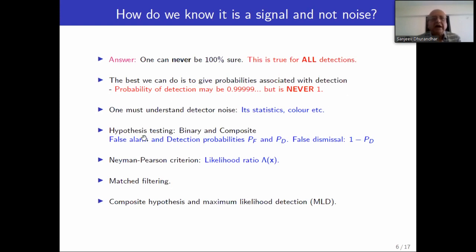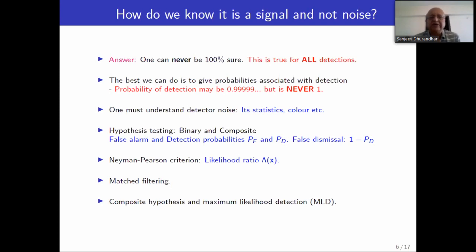We have to understand the noise. One must understand the detector noise, its statistics, its color. I'll come to all what it means. And then you have to do something called hypothesis testing, that is binary and composite. If there are only two things, that is, there's a specific signal which is given to you, and you have to only say whether that specific signal is there in the noise or not, then it's a yes-no question. Such a thing is called a binary hypothesis. We'll deal first with that because it's much easier. And then we go to the composite hypothesis.